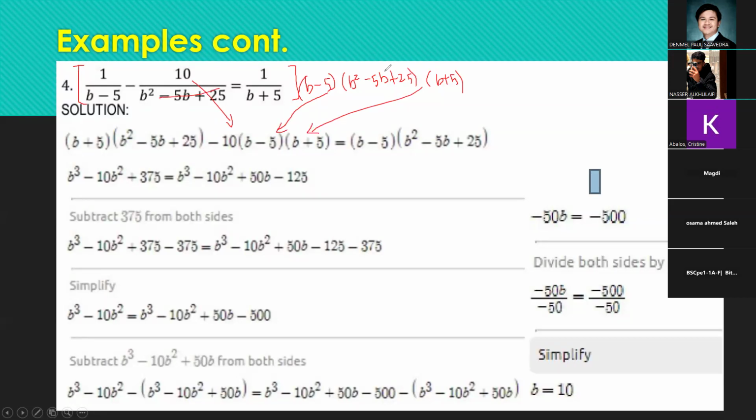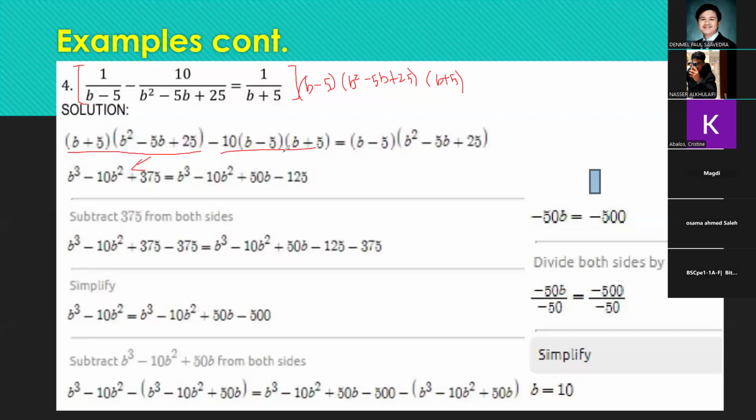Because this would cancel. Next is the last one. So b plus 5 will cancel, retaining this. So 1 is right here, b minus 5, and then b squared minus 5b plus 25. Afterwards, just multiply each other. Multiplying this will give us this equation.